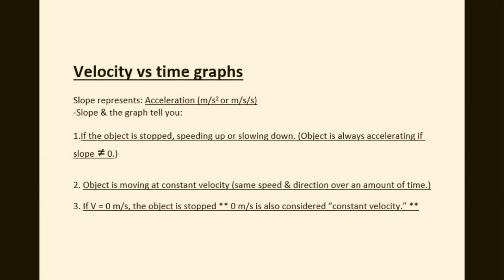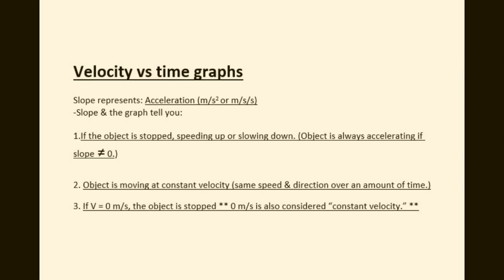Always look at the units carefully and don't confuse the units of acceleration, which is meters per second squared, with the units of velocity, as you will see on the graph, which is meters per second. The slope of the graph will give you many different pieces of information. For example, it will let you know if the object is stopped, whether it is increasing or decreasing velocity, and the object is always considered to be accelerating if your slope does not equal 0.